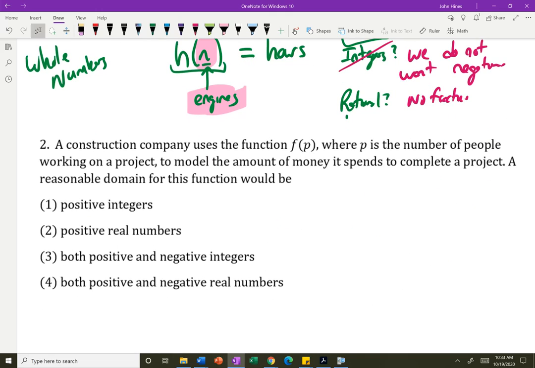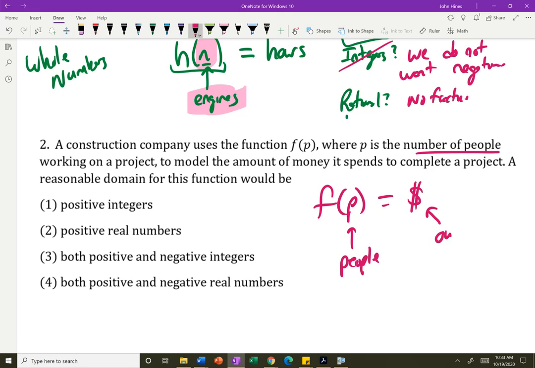A construction company uses the function f of p, where p is the number of people. So p is people here. I'm inputting the number of people, that's my input, to model the money. So this equals the money. My output is money. What would be a reasonable domain? I don't care that I'm outputting money. I'm dealing with people here. So what would be appropriate?